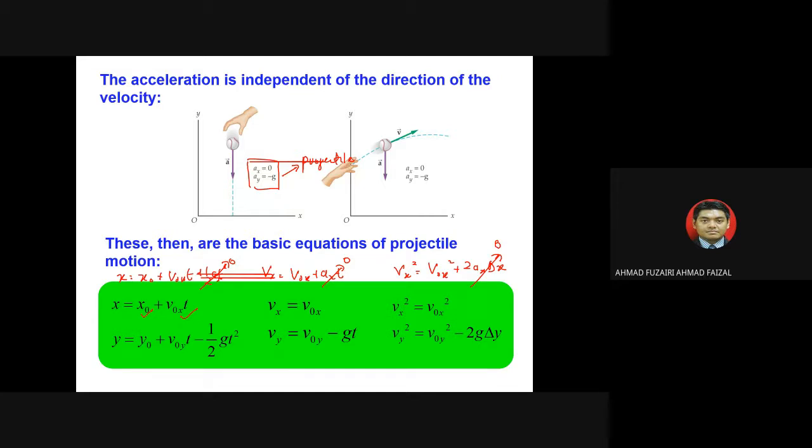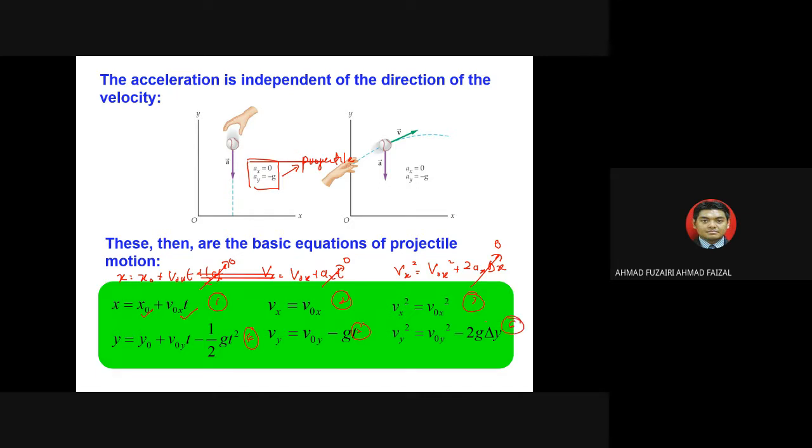Remember, first, know how to use the original 3 equations. Then expand them to 6, which is put in their values. Then you eliminate with ax equals 0, ay equals negative g. And then you will get these 6 equations. Number 1, number 2, number 3, number 4, number 5, and number 6.